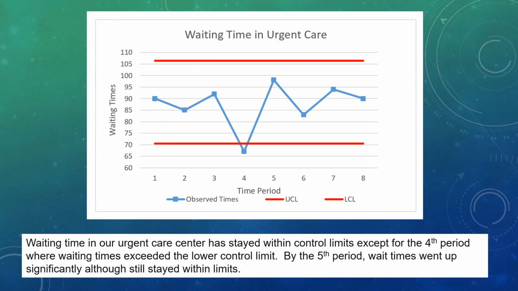So here is the final chart. I've modified it a little bit. I just added a title, calling it Waiting Time in Urgent Care. The y-axis label is waiting times. The x-axis label is time period. I've changed the upper and lower control limit colors to red. I added markers for the observed times, and I added this legend at the bottom.